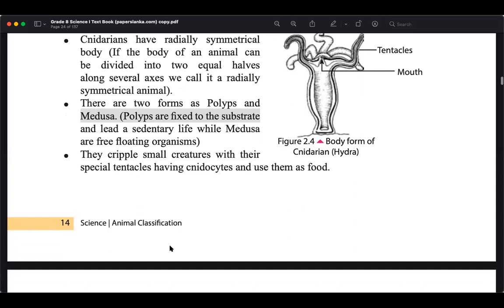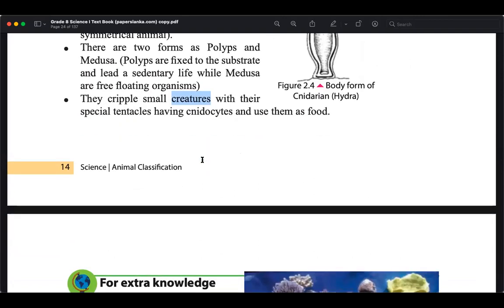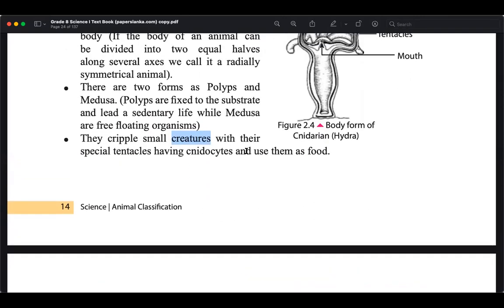So here you can see the medusa shape. This organism, the medusa or the polyp. Polyps are not moving, medusas are moving, free floating organisms. They cripple small creatures with their special tentacles having nidocytes and use them as food.